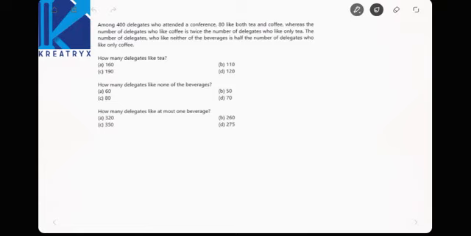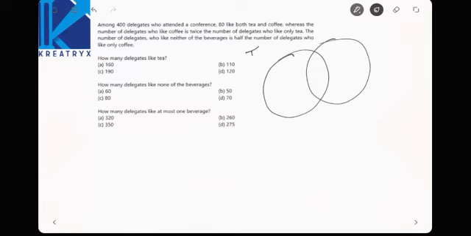Next question. Among 400 delegates who attended a conference, 80 like both tea and coffee, whereas the number of delegates who like coffee is twice the number of delegates who like only tea. The number of delegates who like neither of the beverages is half the number of delegates who like only coffee. See, let us write the diagram here only. Only two variables are there.